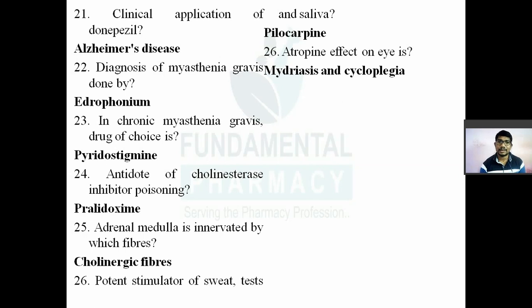So mydriatic and cycloplegic drugs cause paralysis of accommodation. So you are not able to see the objects which are nearer. So for example, when you are in bright light, that is mydriasis and cycloplegia. So atropine causes mydriasis and cycloplegia.